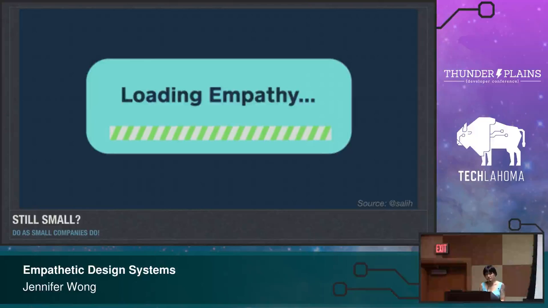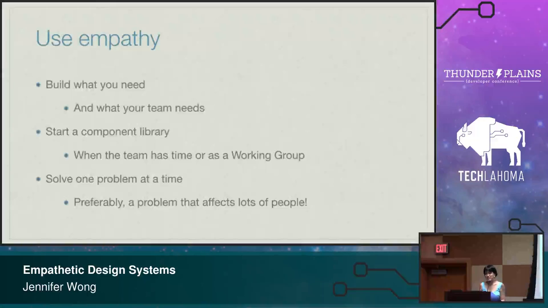And if you're still small, do as small companies do. Try to take it one step at a time. Take care of the colors first, the 2018 colors first, before you start creating a full-blown design system. So use empathy, build what you need, also what your team needs. Start a component library only when your team has time or you have a working group or you have enough people. And then solve one problem at a time, preferably a problem that affects a lot of people.